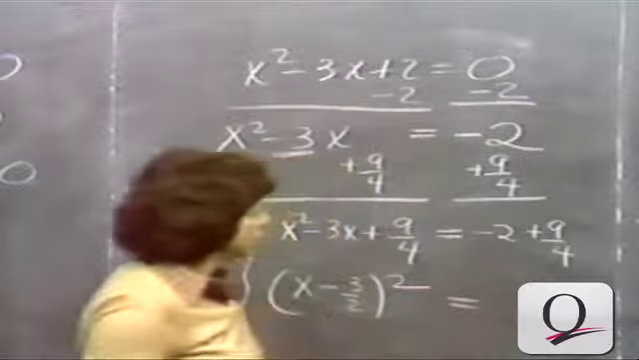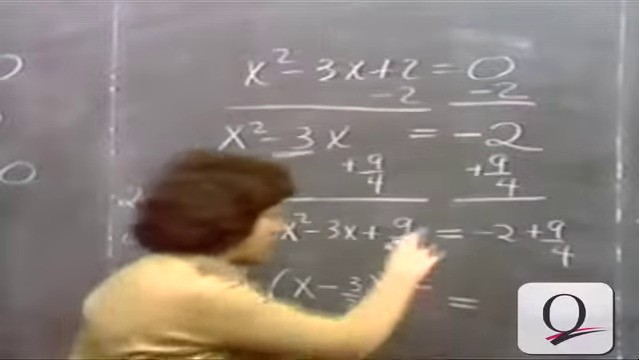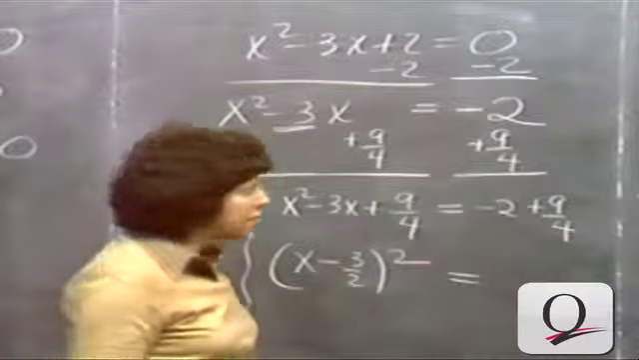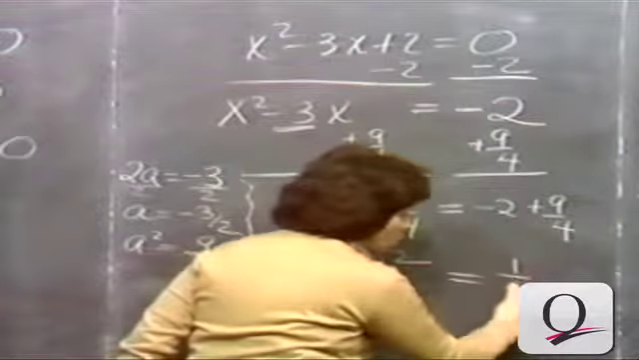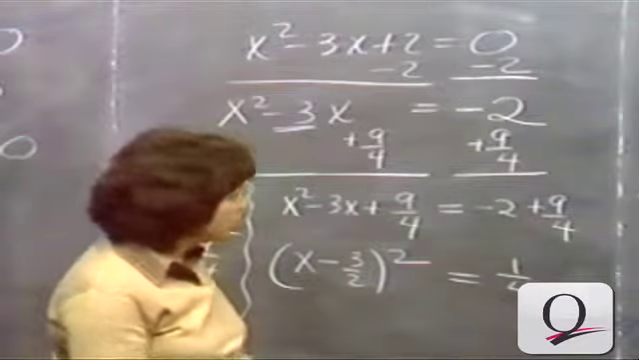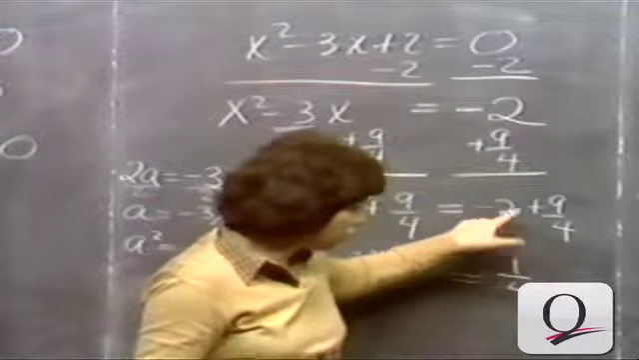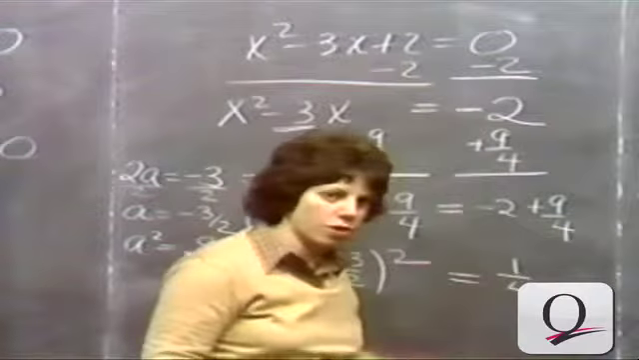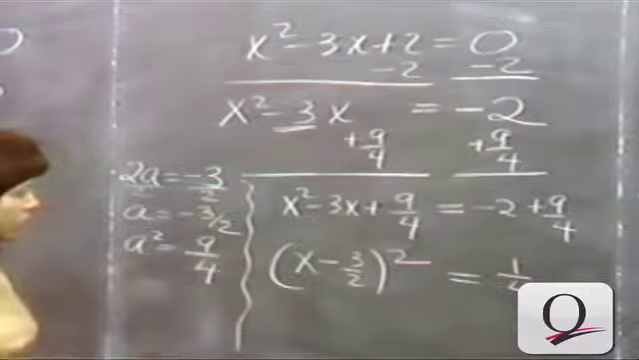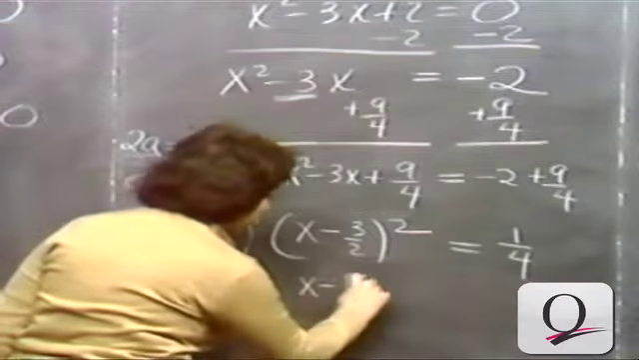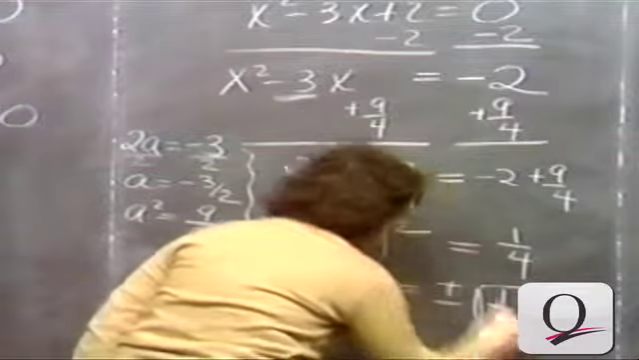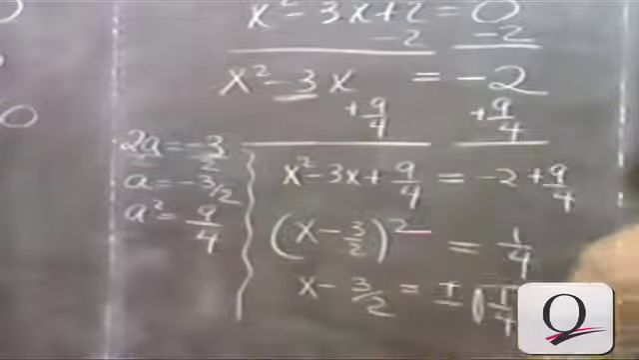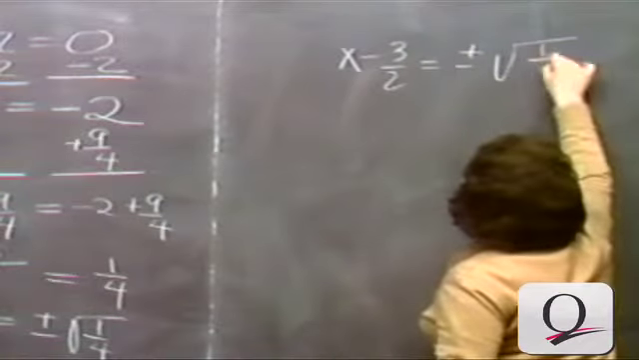On the right-hand side, in order to add minus 2 and 9/4, we change minus 2 into quarters. We get minus 8/4 plus 9/4 gives us 1/4. We now have a perfect square on the left. We take square roots of both sides. x minus 3/2 is plus and minus the square root of 1/4.